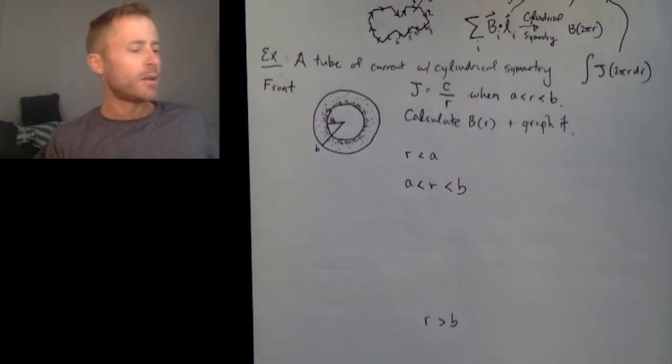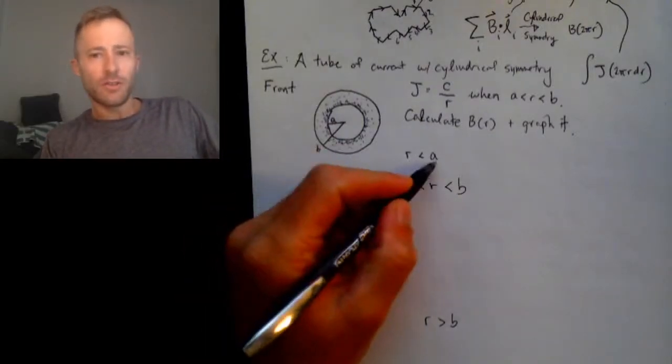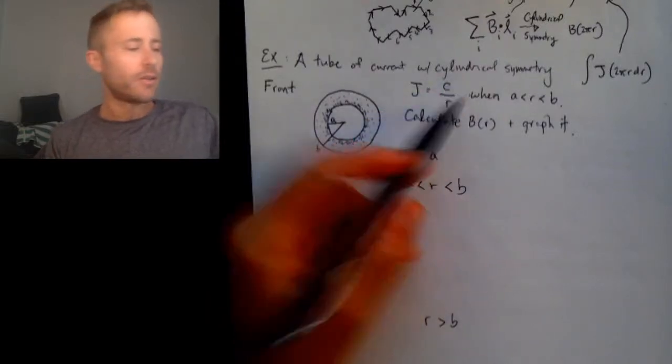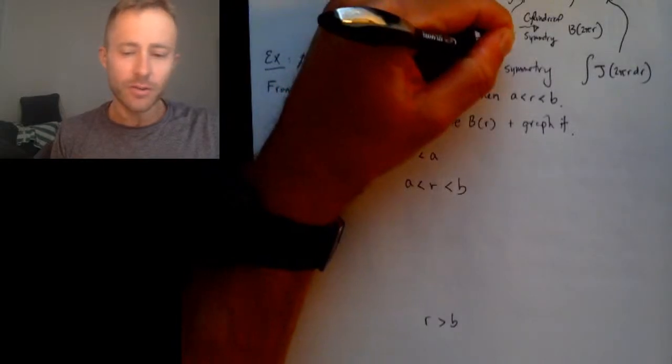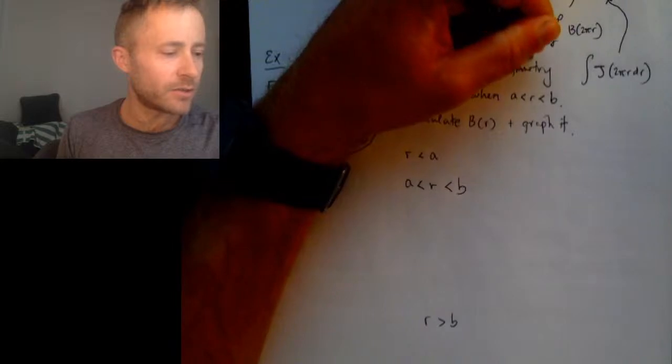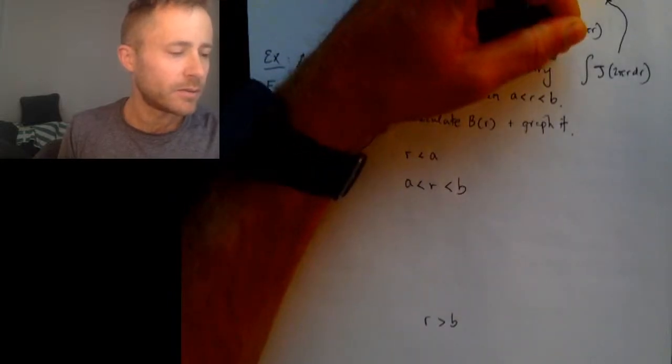Okay, so if r is less than a, because we have cylindrical symmetry, the magnetic field lines are going to make circles. So magnetic field lines make circles.